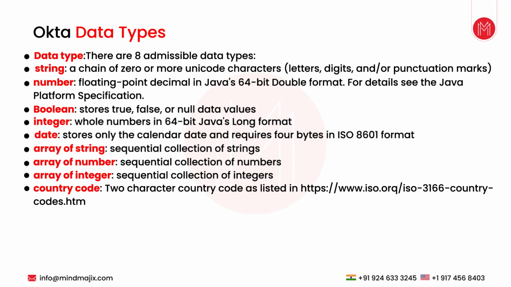What is an array? An array is a collection of something in a sequential format. That's the definition, as the name suggests. Then we have the country code. A 2-character country code as it is listed. Every country has a code, right? Like India has +91, Australia has +64, and Pakistan has +92. So whatever your country code is, based on that you'll get the country code. It's a data type which you can usually get from Okta. So these are all the different data types which we have in Okta.